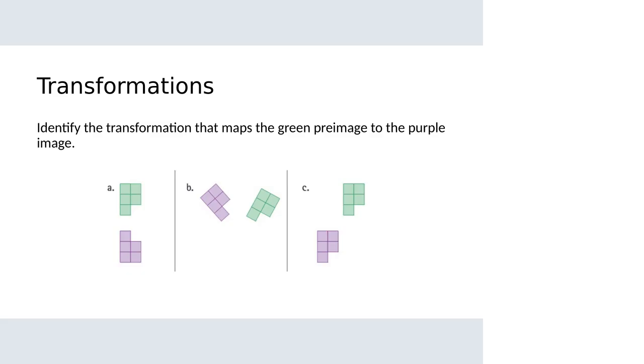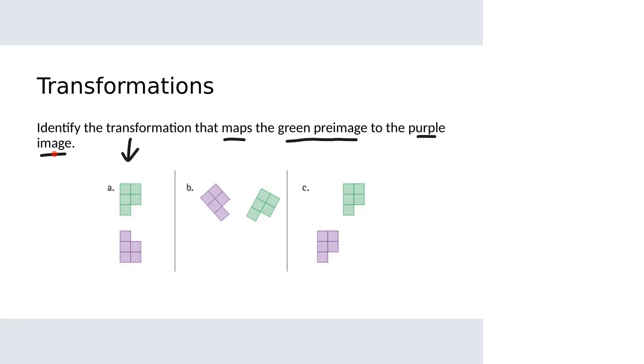Okay, we've done translations, reflections, and rotations. Slides, flips, and turns. Now let's see if we can put these all together, and we'll just do them one at a time. You can type it in, I won't make polls. But starting out with A over here, what is the transformation that maps the green pre-image to the purple image? So we're starting with the green pre-image, we're ending with the purple image. What is it that would be done to get you from green to purple?